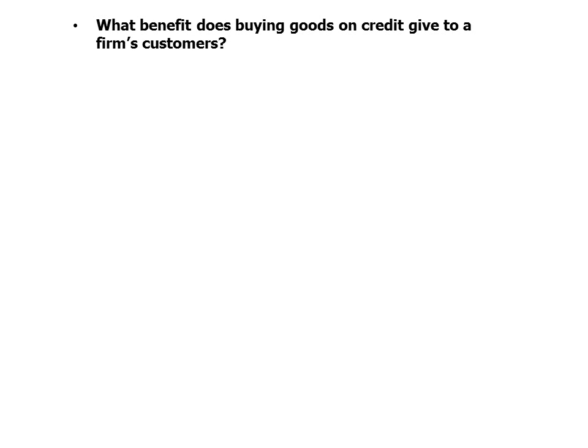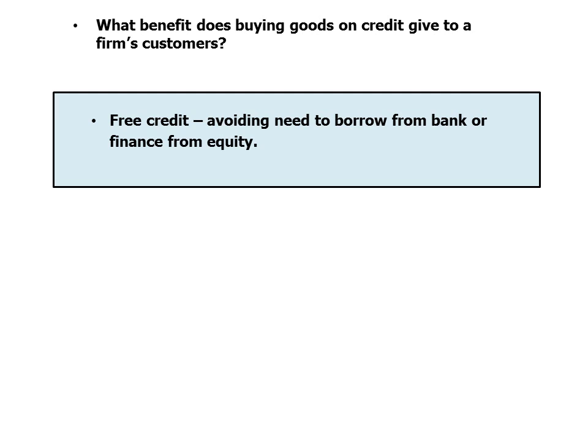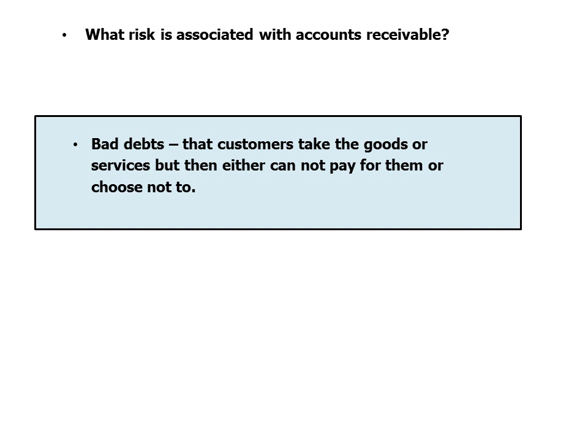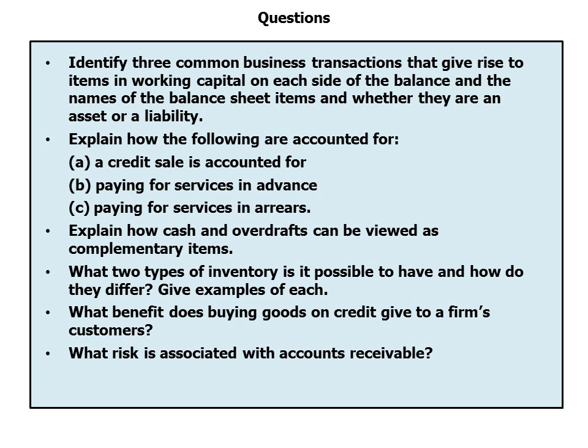What benefit does buying goods on credit give to a firm's customers? Well, the benefit that it gets is free credit, avoiding the need to either borrow from banks or finance the purchase from equity. What risk is associated with accounts receivable? Bad debt. This is the risk that customers take the goods or services but then either cannot pay for them or choose not to. And these are the questions which we looked at in this session.